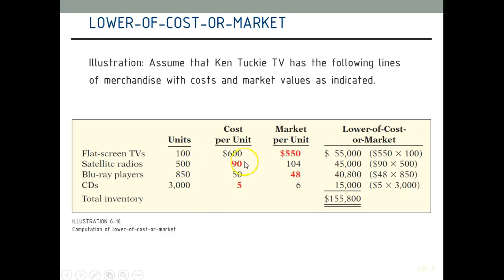You would go through each of these, and that's why you see the red highlights here. So TVs, the replacement market cost. 500 radios, our cost was lower, so 500 times 90 is 45,000. Blu-ray players, 850 units, the replacement is lower, so times $48. And CDs, 3,000 times our cost was lower. So you multiply all of that up to figure out what your inventory cost should be.